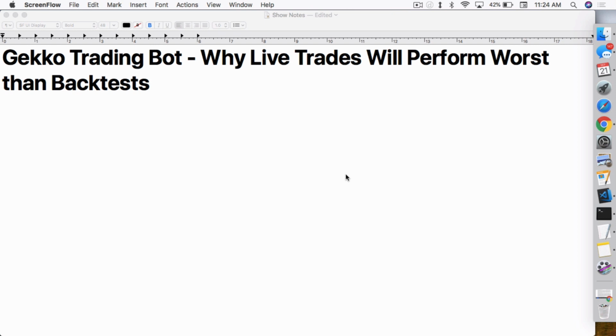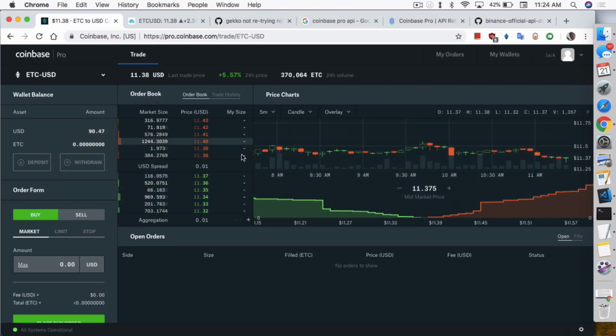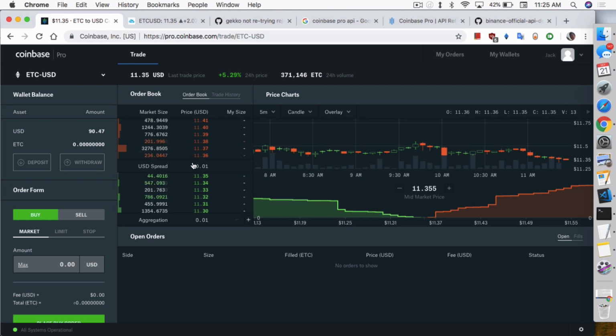While I was making those modifications, I was peering over and looking back at Coinbase Pro and actually saw Gekko making buy orders. Your balance goes to zero or close to zero, and then you see a limit buy order. So it goes to the top of the order book.